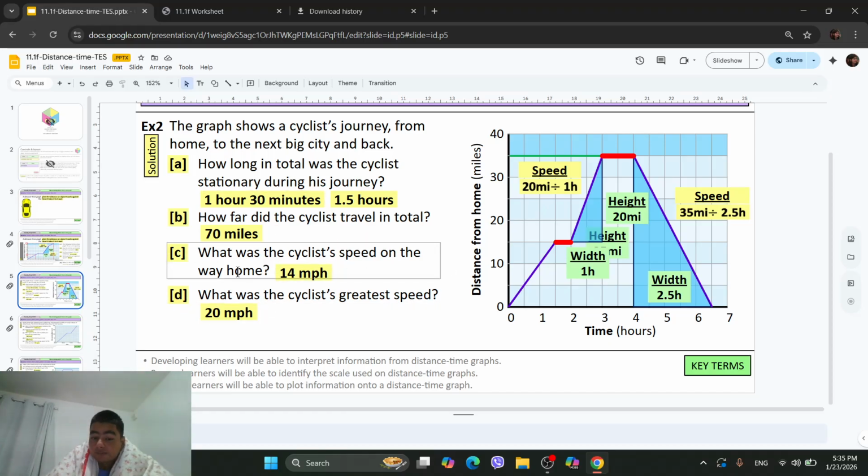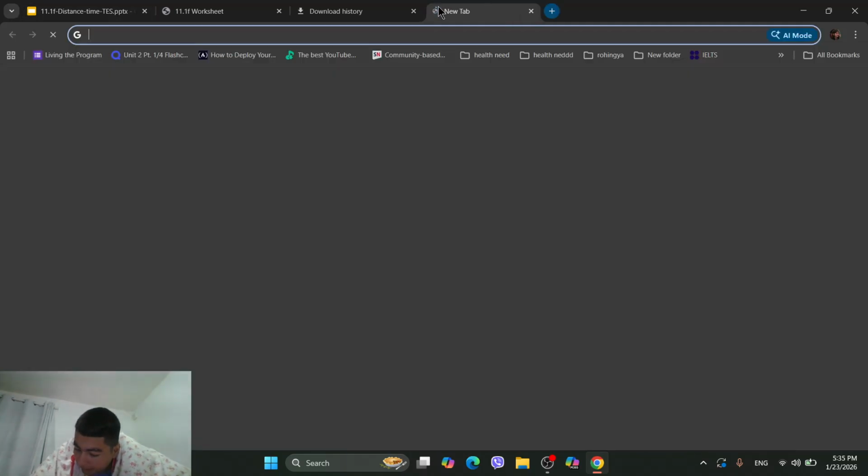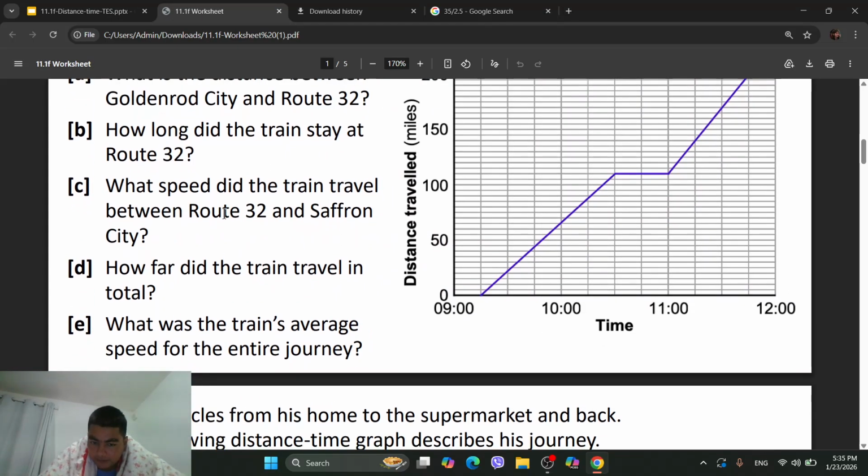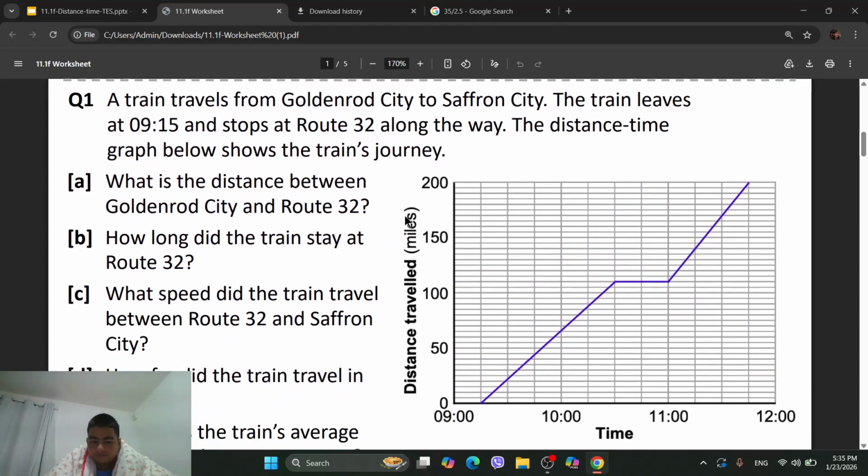What was the cyclist's speed on the way home? So 35 divided by 2.5. I guess 35 by 2.5 is 14. Let's check. Okay, 35 by 2.5. Yep, that's 14. Looks like everything is right. So if we want to try some other problem now, we can try this problem.